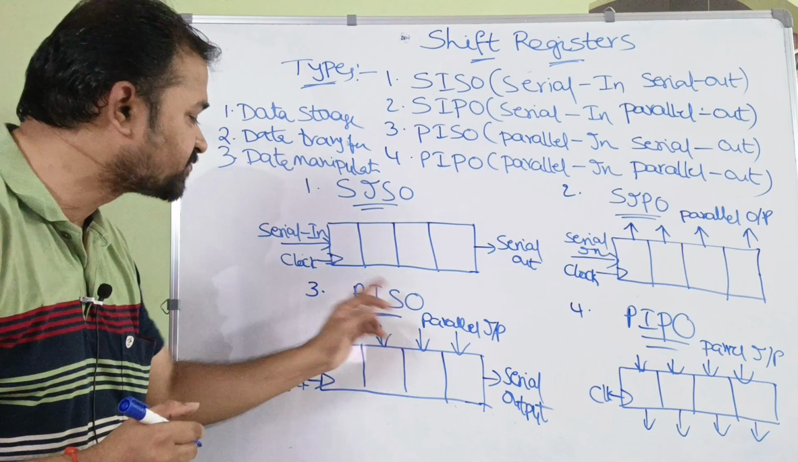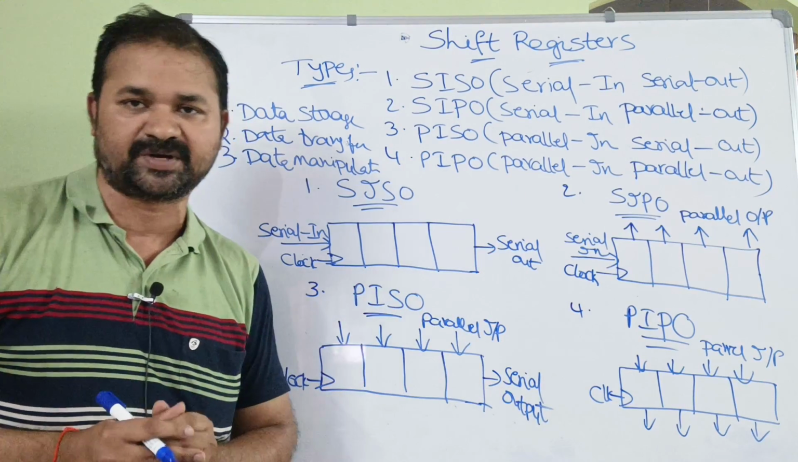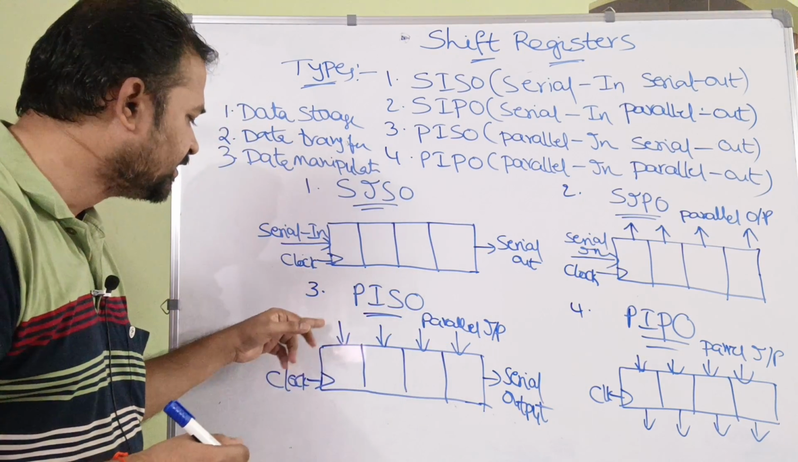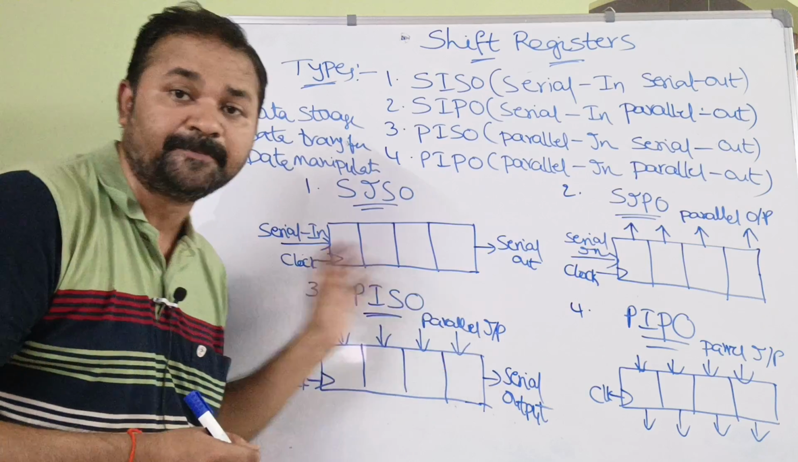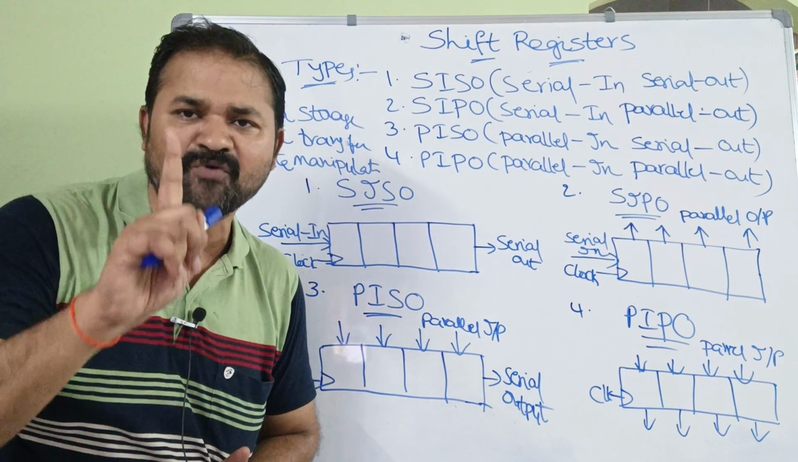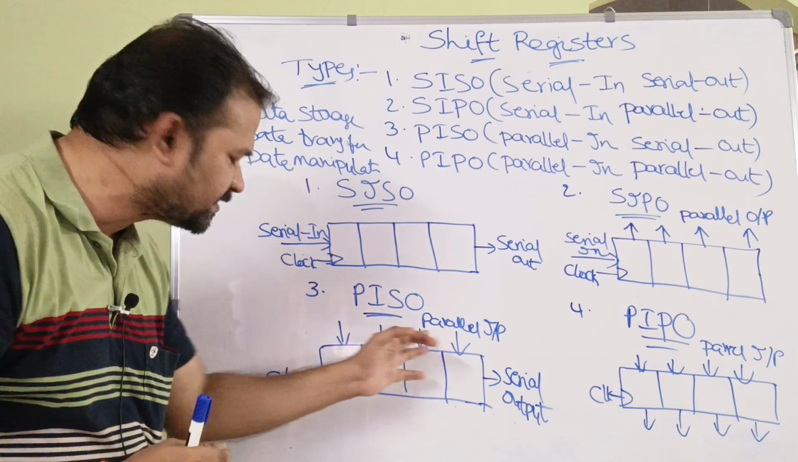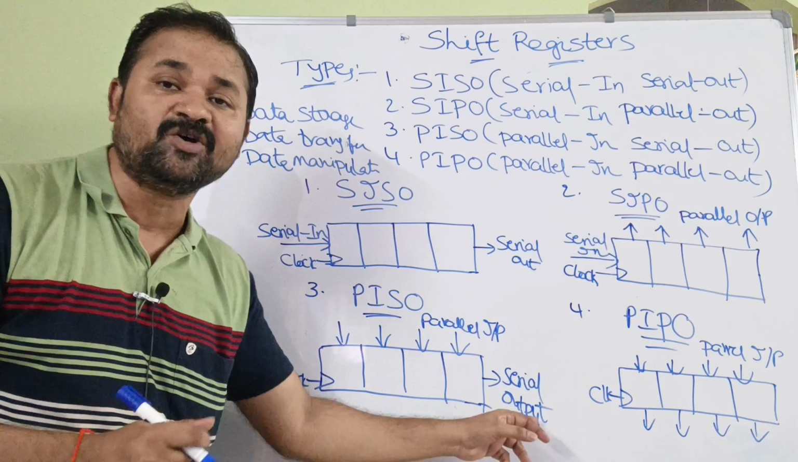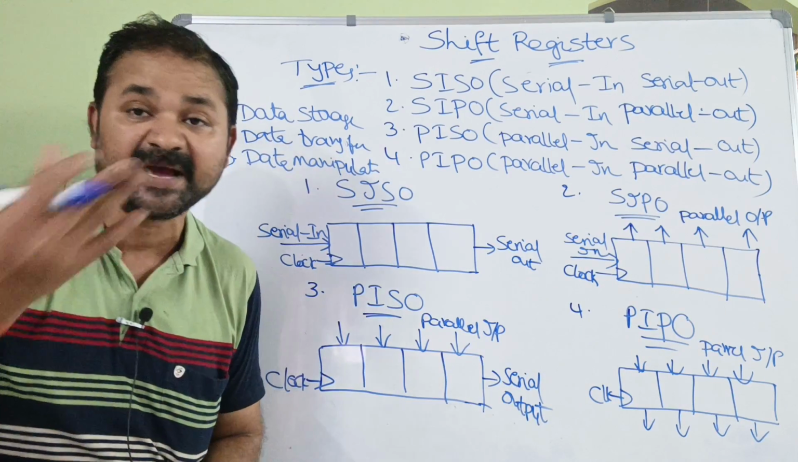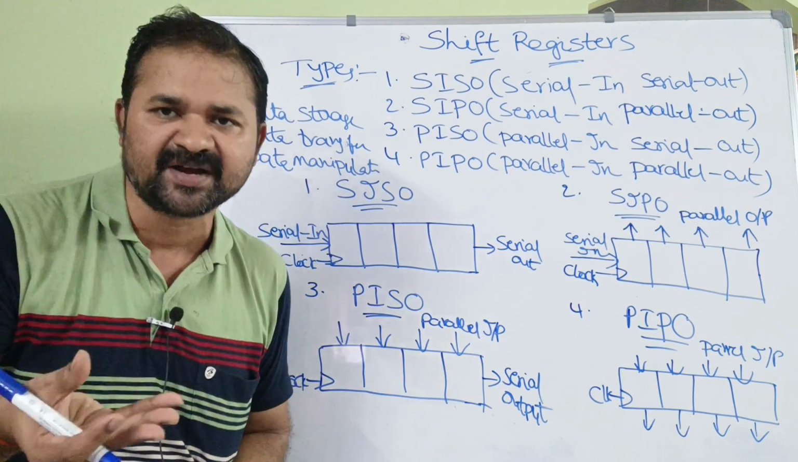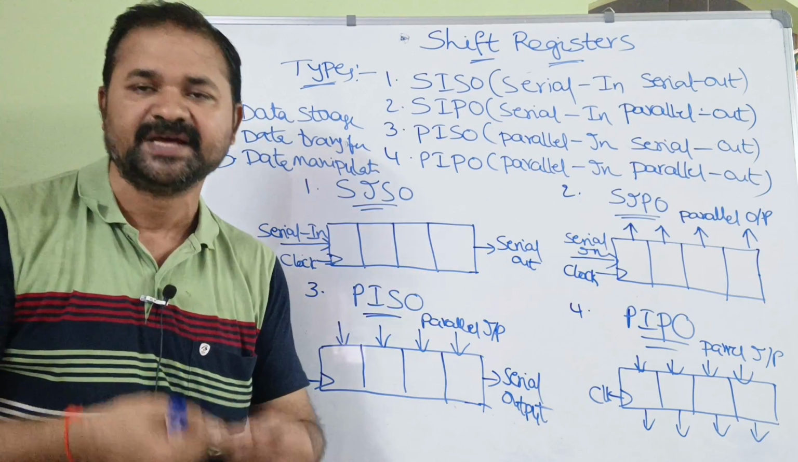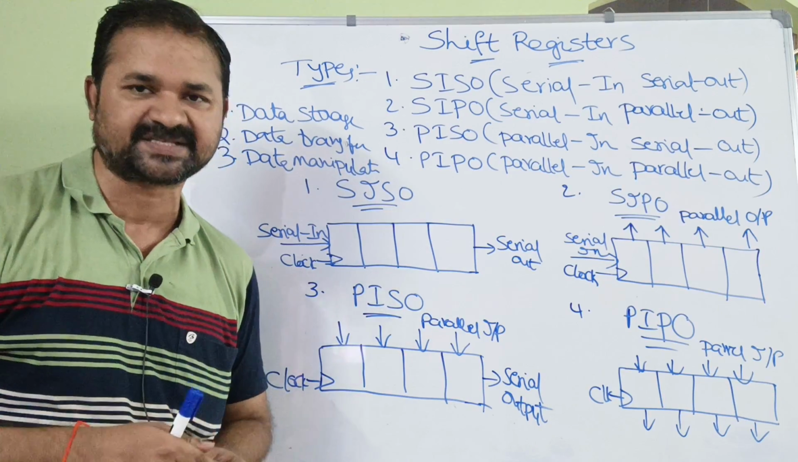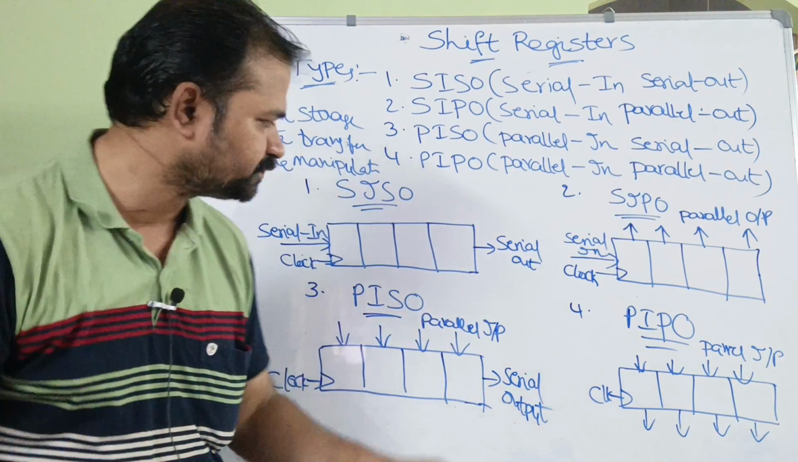The third one is PISO, parallel in, serial out. The name itself specifies the meaning. Here the input will be applied in parallel fashion, so with only 1 clock pulse we can apply these 4 bits. Whereas we will get the output in serial fashion, one by one. If we apply 1 clock pulse, we get 1 bit as output. If we apply the second clock pulse, 2 bits, and with the third clock pulse, 3 bits, likewise. We will discuss this in detail later.